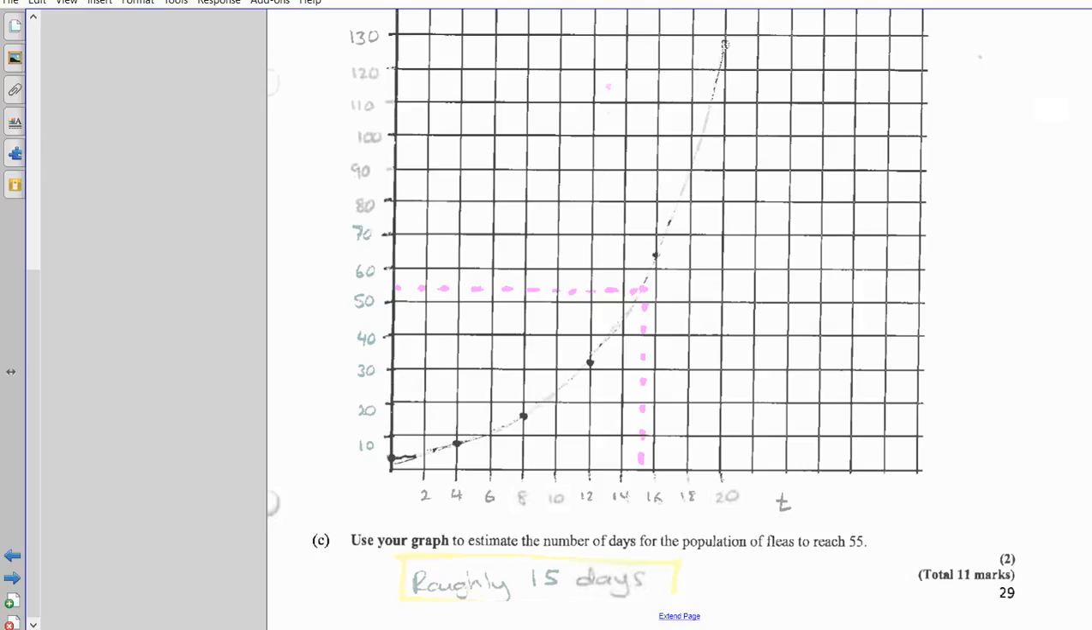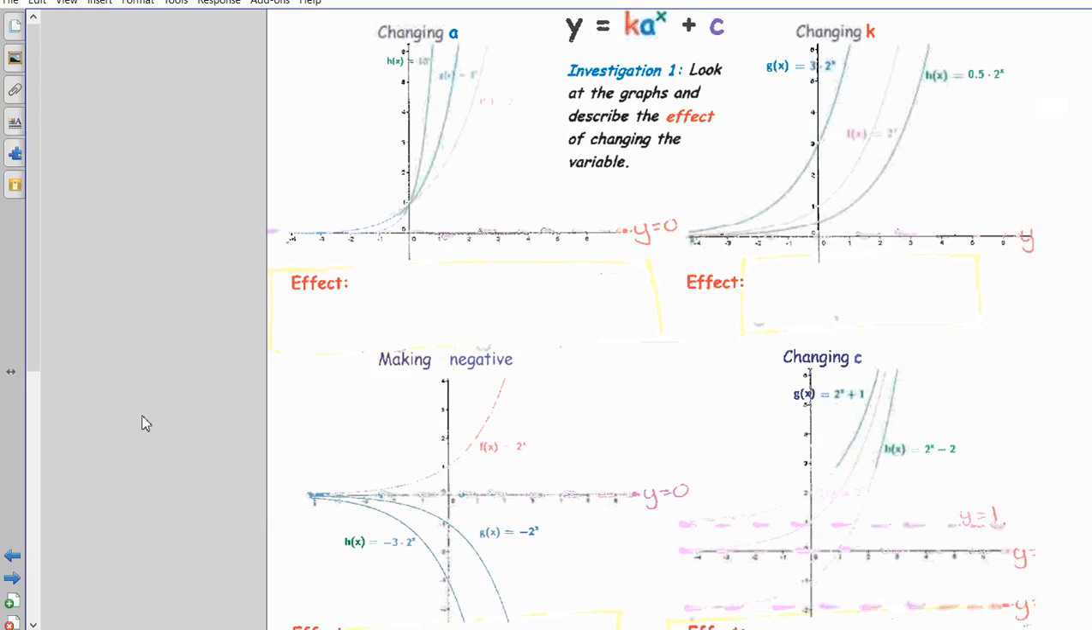Now into examining some trends. So I've actually done some graphs for you, but I'll show you how I kind of got them. So here's a general form of an exponential function, y equals ka to the power of x. X is the exponent, of course, plus c. C could be 0, k could be 1, that's fine, a is normally a number. So look at the graphs and describe the effect of changing the variable. So you probably can't see it on here, but on your ones, hopefully you can see it. We've got different graphs here.